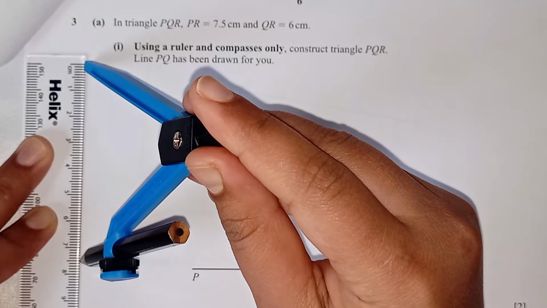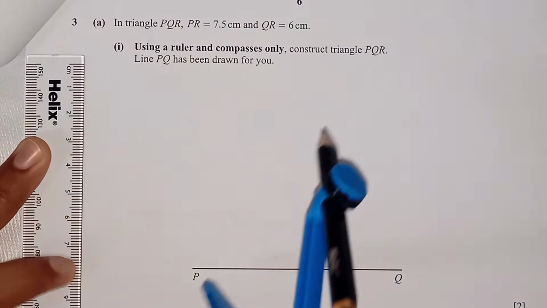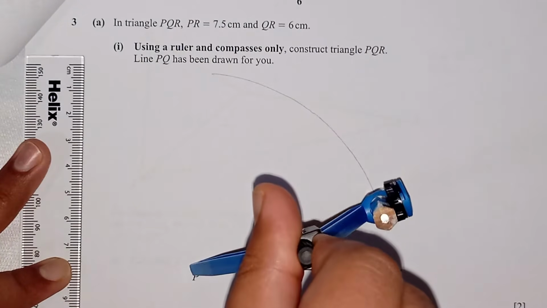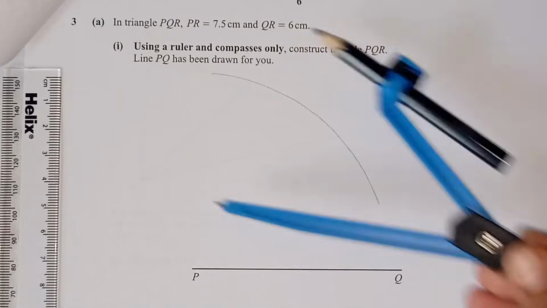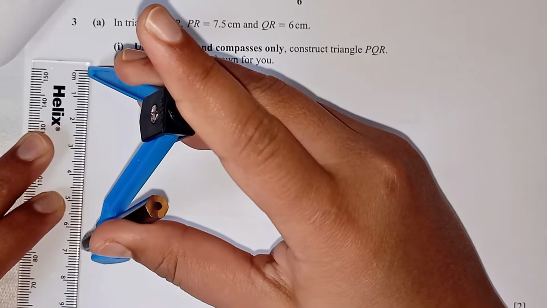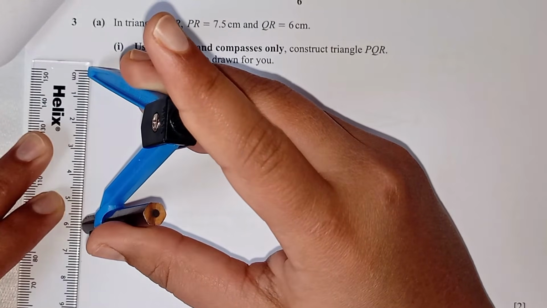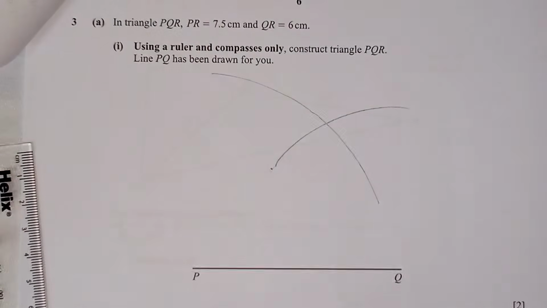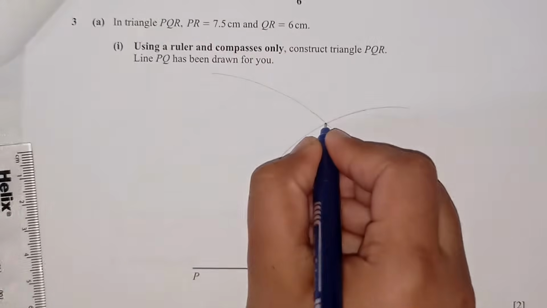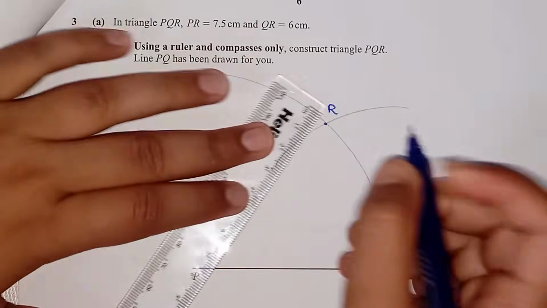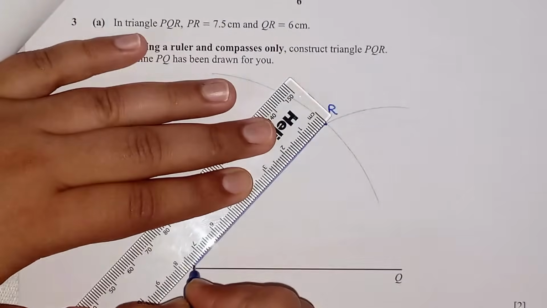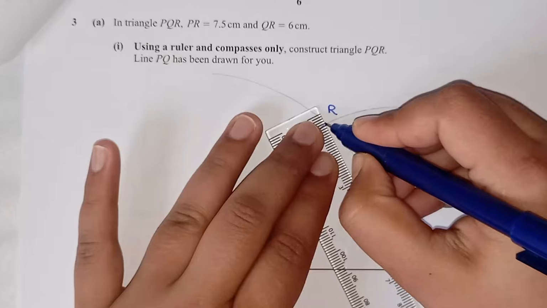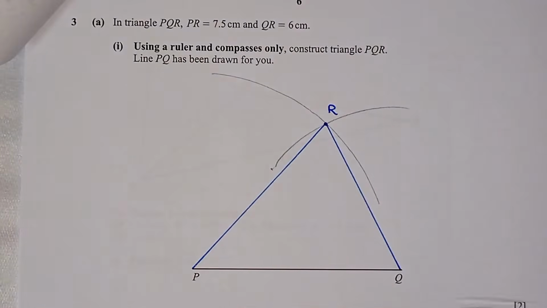As you can see, this is exactly 7.5 centimeters. Put it on P and draw an arc, right? Now Q to R is 6 centimeters. Now open the compass to 6 centimeters. This is exactly 6 centimeters. Put it on Q and draw an arc, and their point of intersection is the point R. Let me connect PR and QR. So this is the triangle PQR.